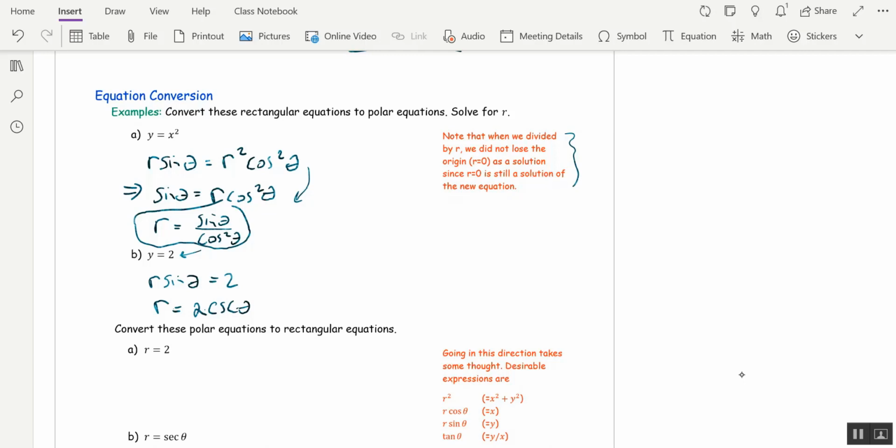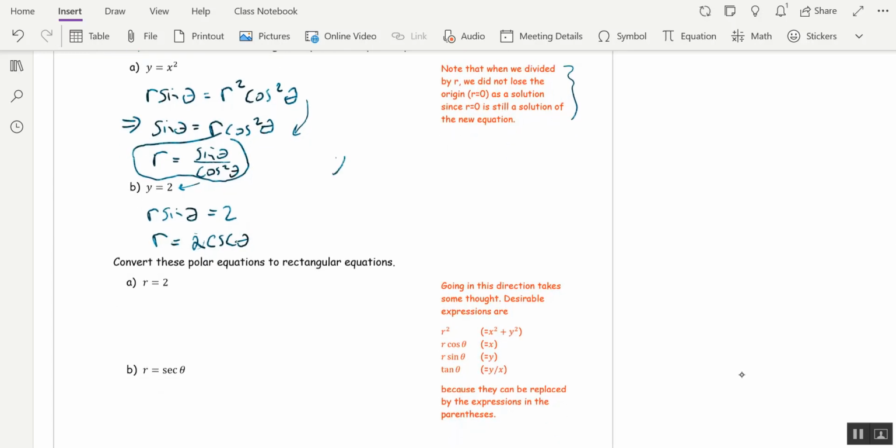And in fact, all horizontal lines are going to be given by r equals, not 2, but some number times cosecant theta. And vertical lines are going to be r equals some number times secant theta. So for example, x equals 1. If we want to convert that to polar, that's r cos theta is 1. So r is secant theta.